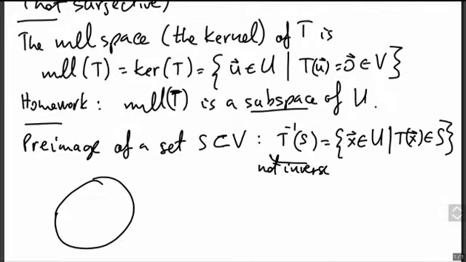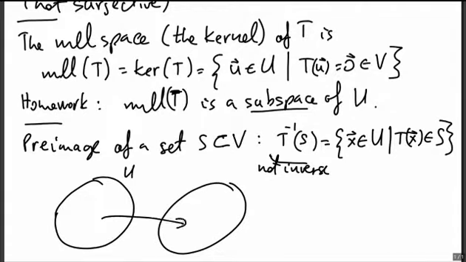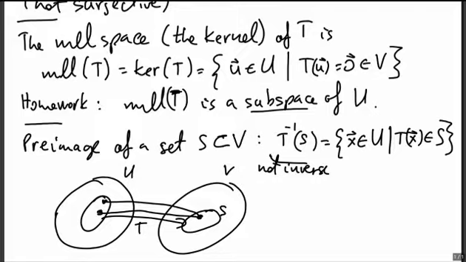So the picture would be, for a transformation T going from U to V, that if you have a subset S, then you want to check all the entries in U that go into that set. And it doesn't have to be a unique going back, so the inverse doesn't have to exist, to collect together all the elements in U that map into S.